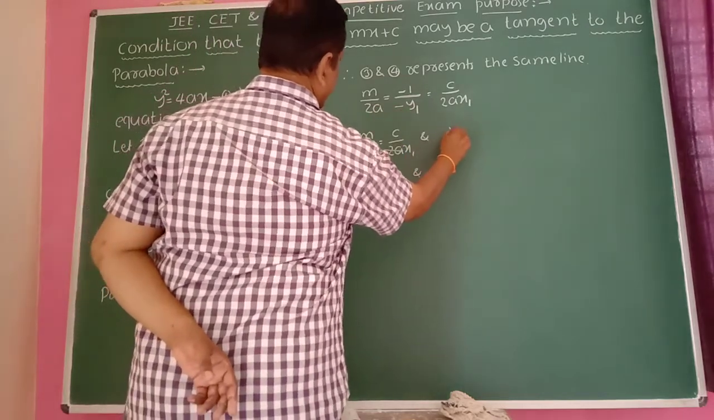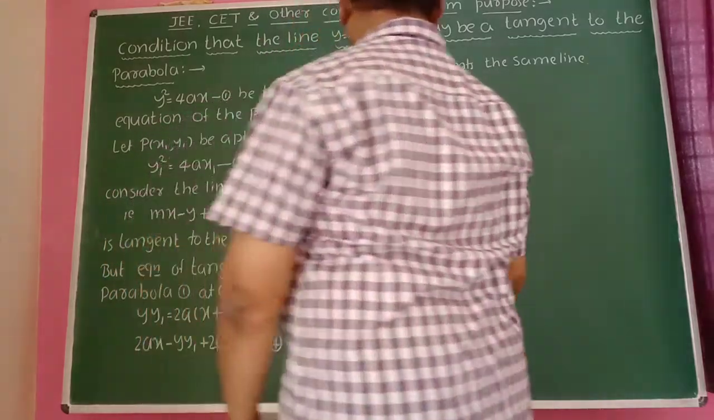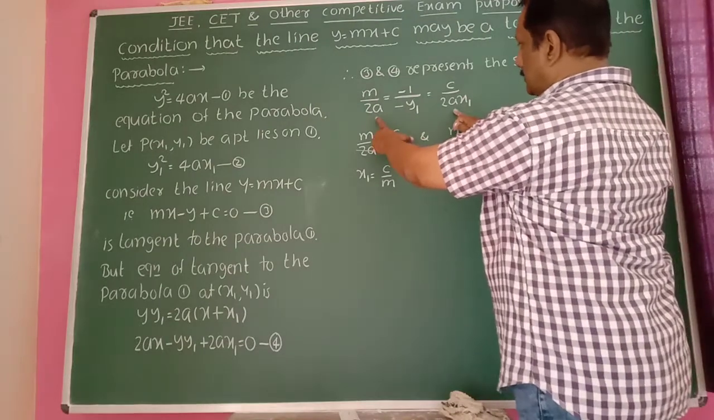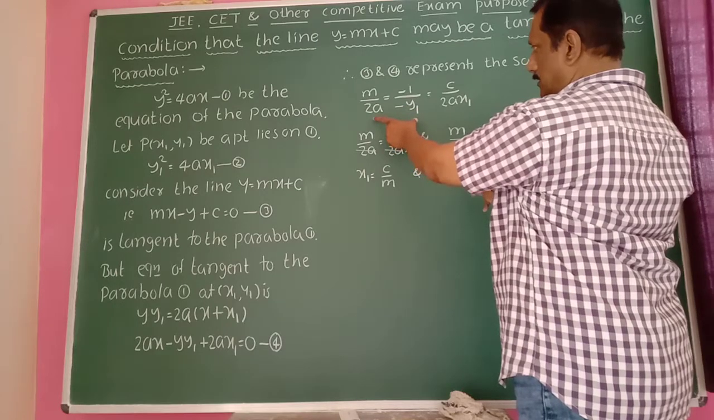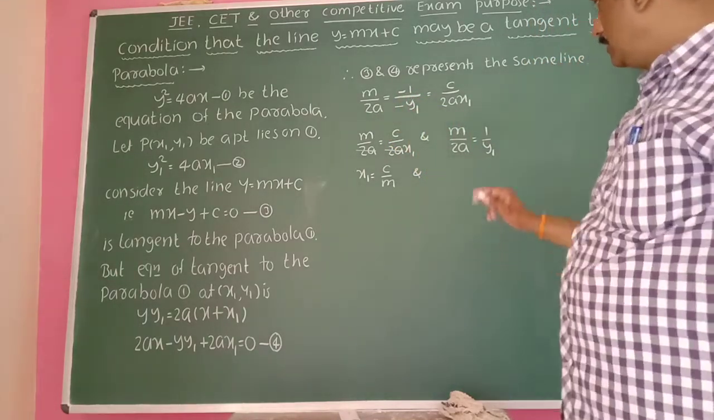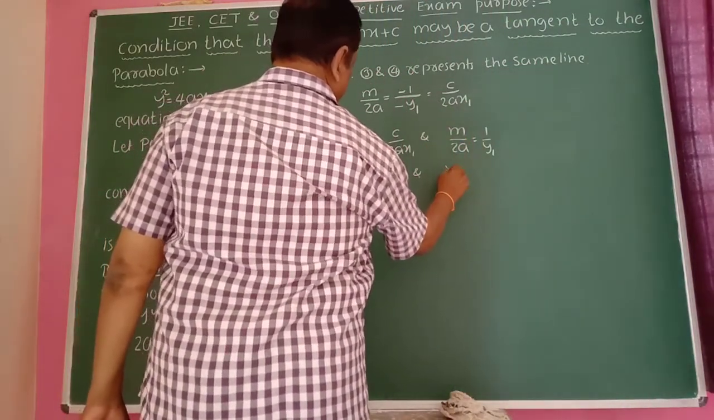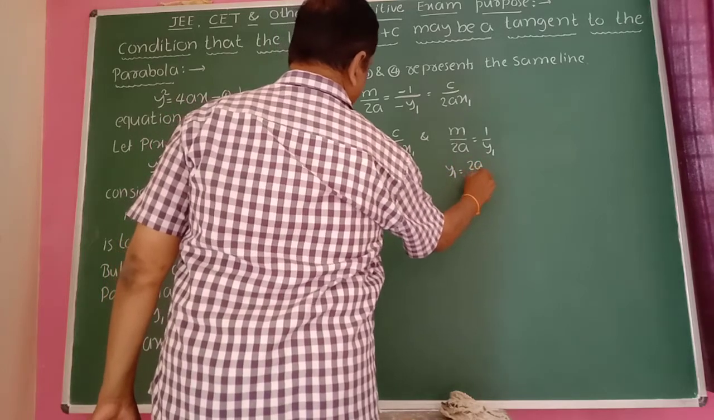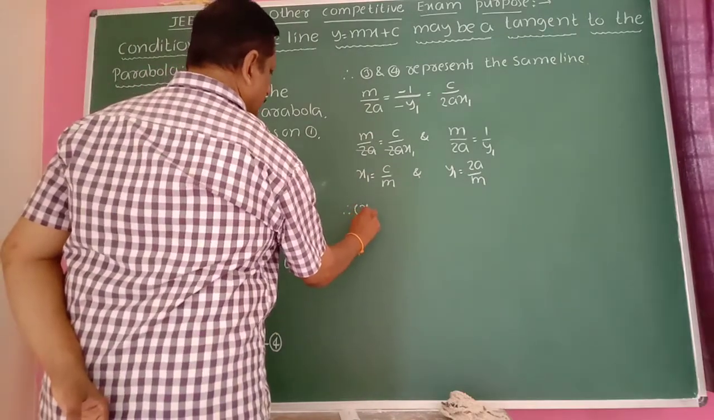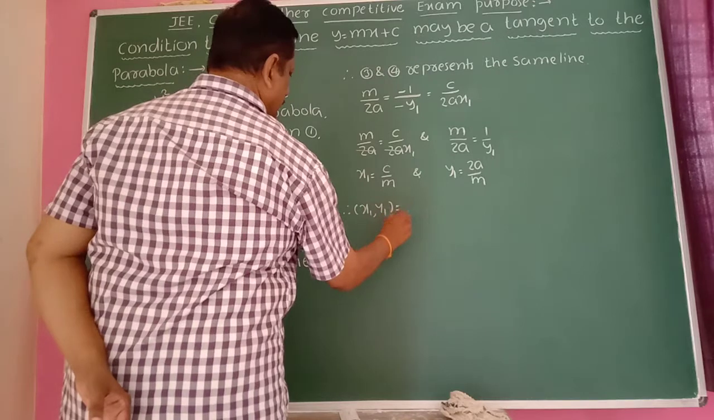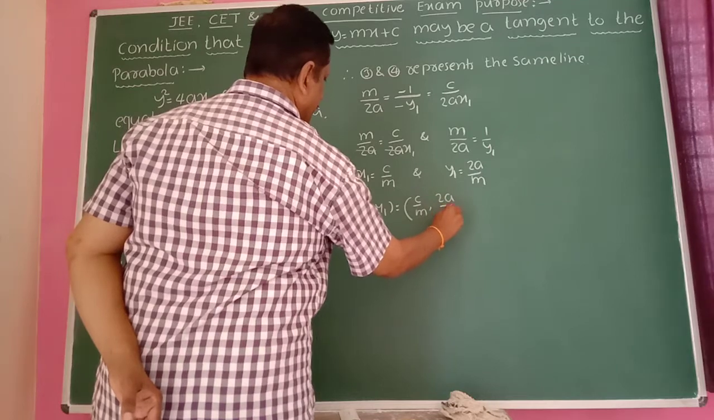Taking these two, m divided by 2a is equal to 1 divided by y1. Taking the first and last ratios, equate here, and taking these two ratios, m upon 2a is equal to 1 by y1. Then take its cross multiplication. Take y1 to this side, 2a into numerator, m to denominator. So y1 is equal to 2a divided by m. Therefore x1 comma y1 is equal to c divided by m, 2a divided by m.